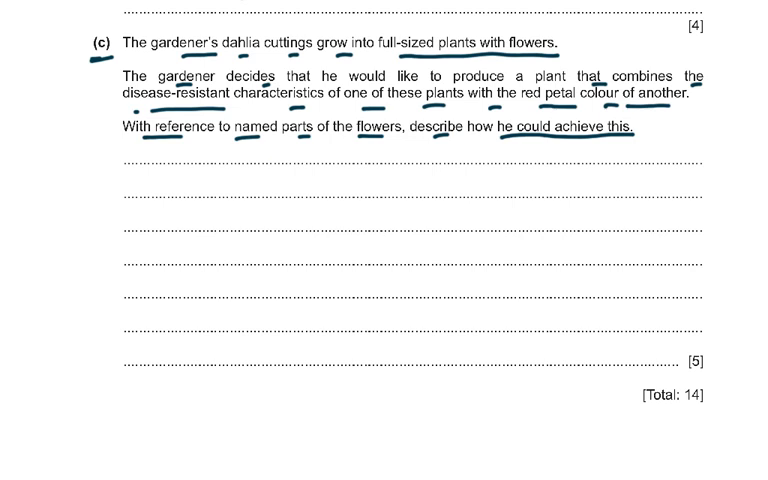He's going to transfer the pollen from the anther to the stigma. So he's going to take the pollen from the anther of a plant which has red petals to the stigma of another. And then he's going to wait for fertilization and the gamete formation. And ultimately, he's going to wait for the seeds to grow. And then he's going to put the seeds in the ground and let them germinate. And then he's going to select the ones with the best combination of characteristics.